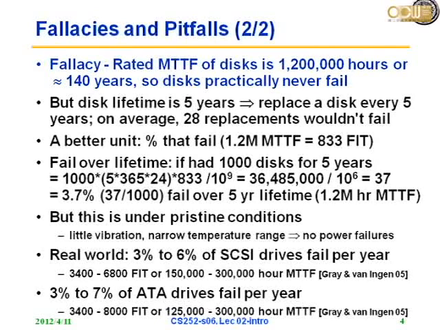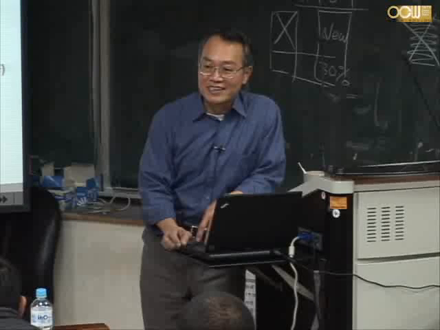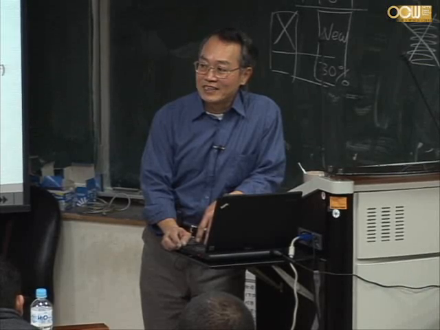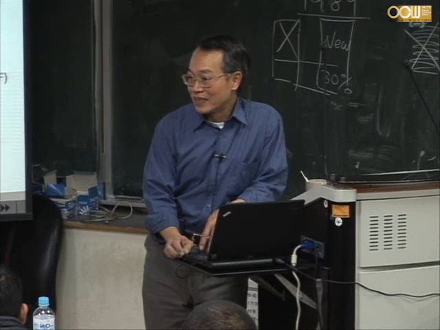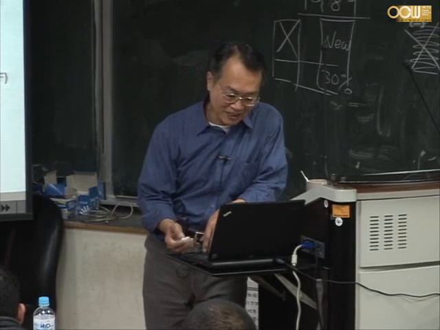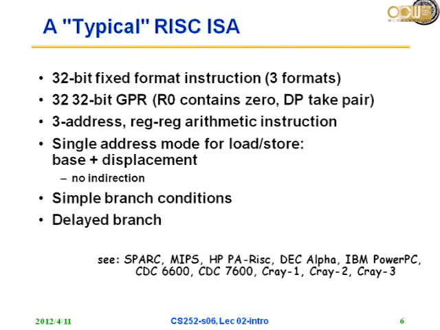In the real world, 3% to 6% of SCSI disks fail. SCSI stands for what? Anybody know? Small computer serial interface? I don't know, but you need to know, because it does have meaning in it. Okay, so don't just call it SCSI. What else? We have just encountered DVFS, right? And what else? A lot of these. Okay, a typical RISC ISA.